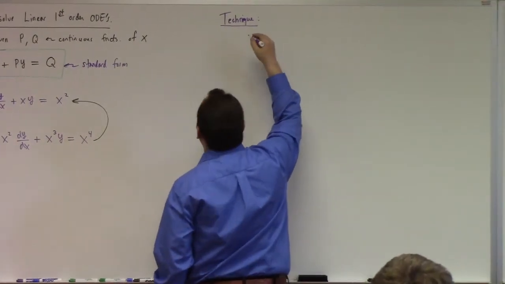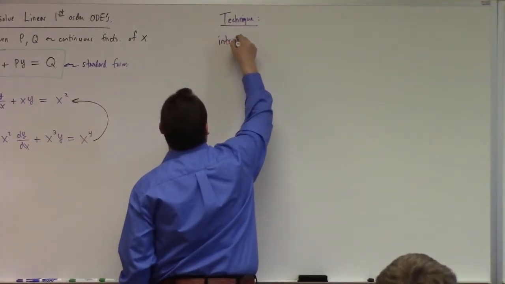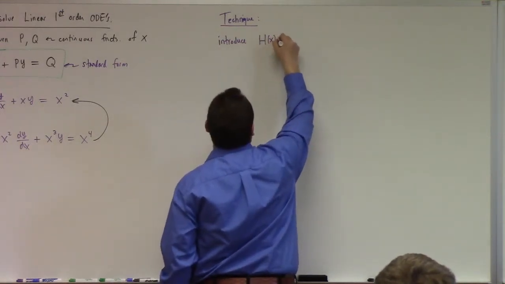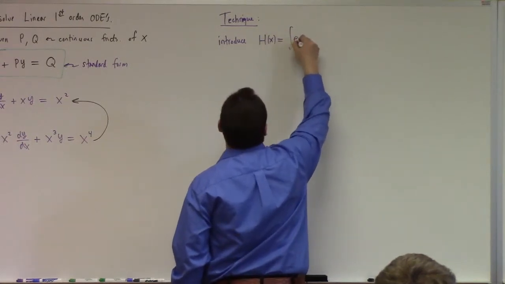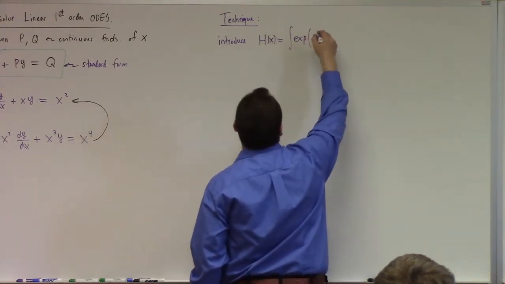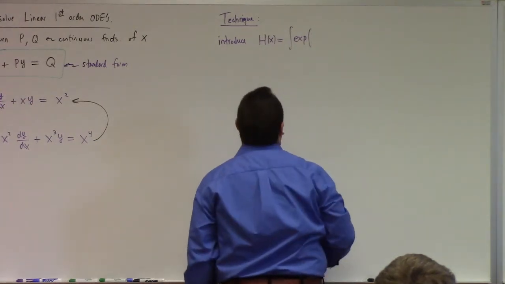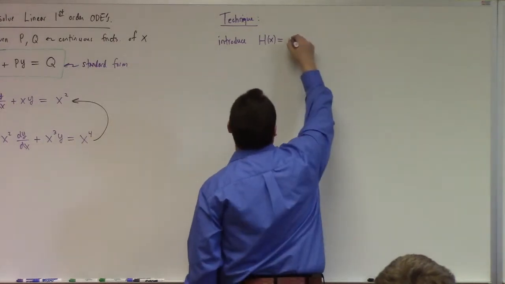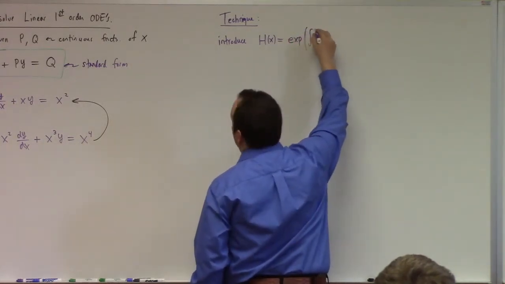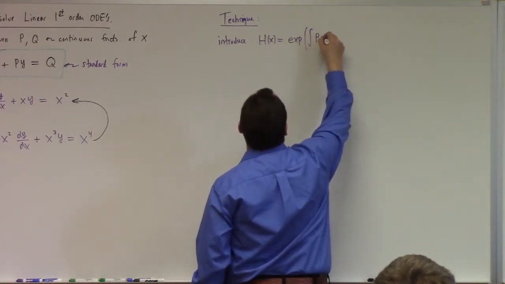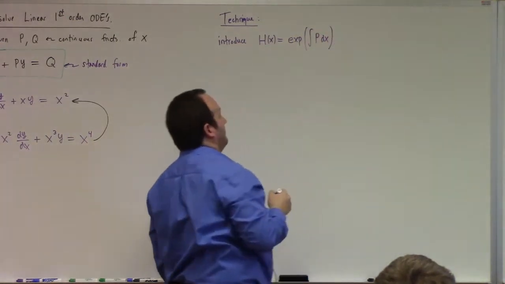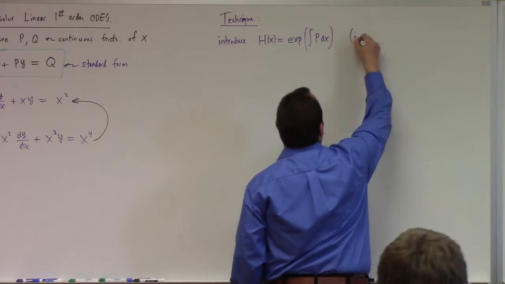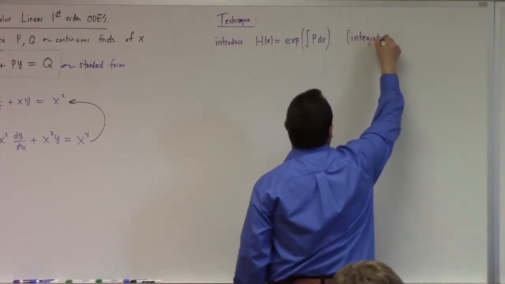And so what we do is we introduce this thing called h. Now h of x is equal to the exponential of the integral of that coefficient p dx. I'm sorry, I've got my integration and exponentiation out of order. This is the so-called integrating factor. That's its name.